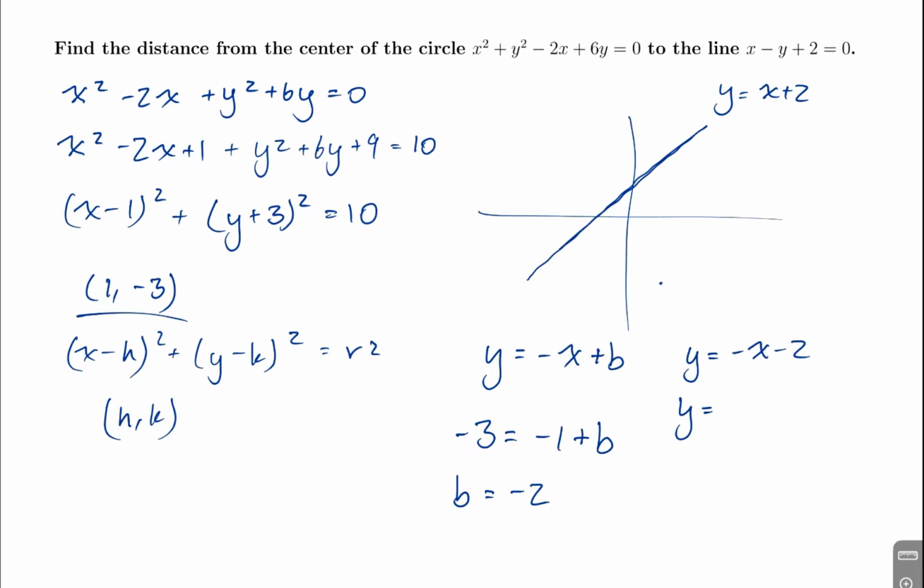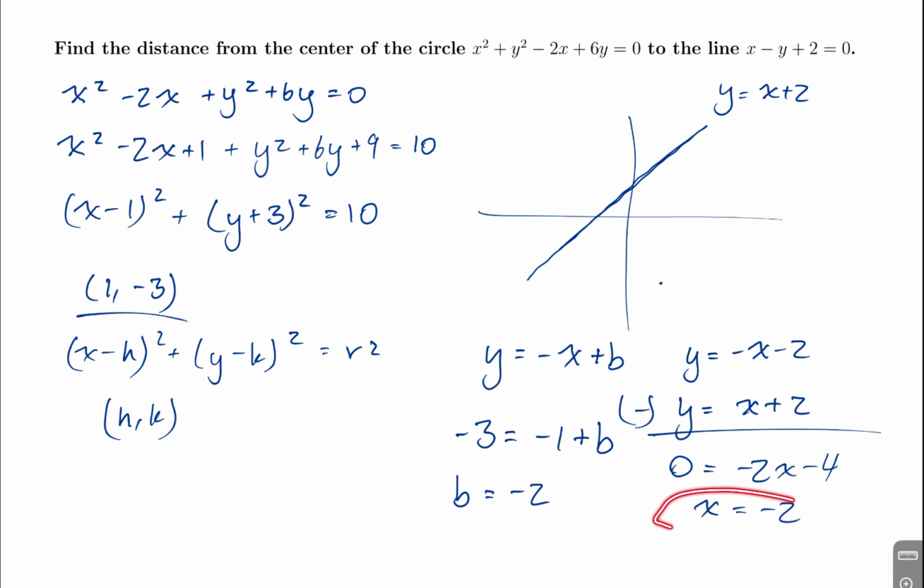Now we solve by using the system of equations that we now have. So y equals x plus 2, and y equals negative x minus 2. Now we can subtract. 0 equals negative 2x minus 4. So of course x equals negative 2. And then we can plug this back into either of these equations. I'm just going to do that one to get y equals 0. Now we have 2 points. We have 1, negative 3, and negative 2, 0.